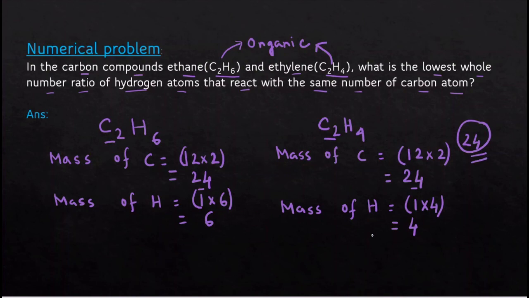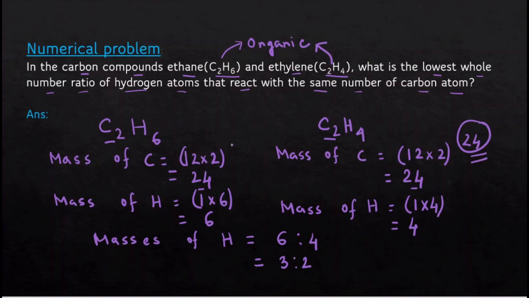From these two compounds we are getting the masses of hydrogen equals 6:4. We can clearly see there is a possibility of reduction. So by reducing this ratio, it is coming 3:2.